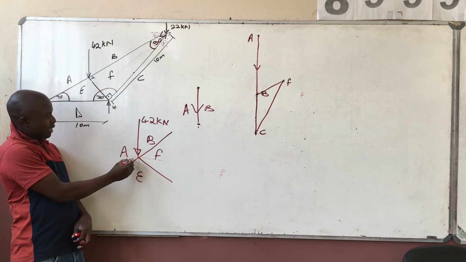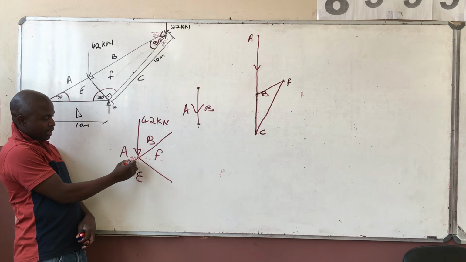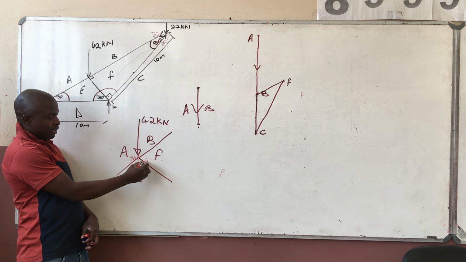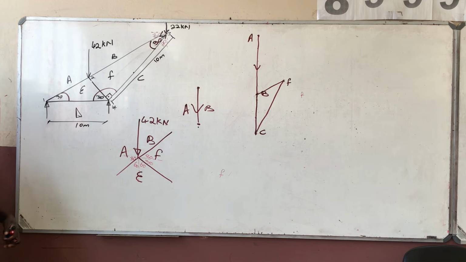So here, what is the angle here? It's what? 30, and this one? 60, this one? 60, this one? 30, and this one? 30. Okay.